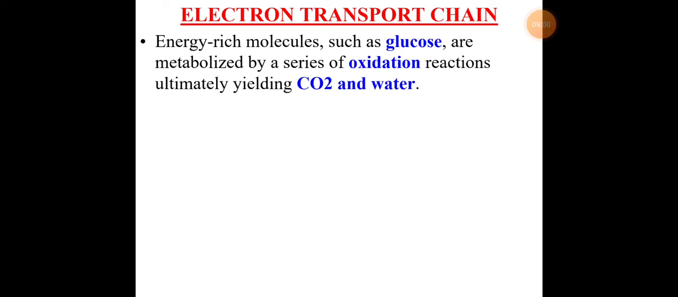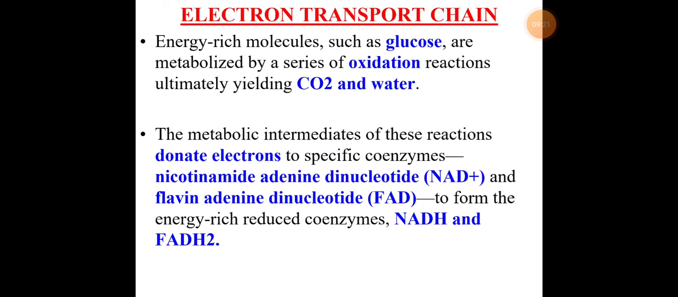How many ATP are produced from 1 mole of glucose? Do you remember? Think about it. How many ATP are produced from glycolysis, and how many ATP are produced from the final breakdown of glucose to CO2 and H2O? You answer it. The metabolic intermediates of these reactions donate electrons to specific coenzymes, namely nicotinamide adenine dinucleotide, NAD, and flavin adenine dinucleotide, FAD. They are very important electron donors that carry the energy.